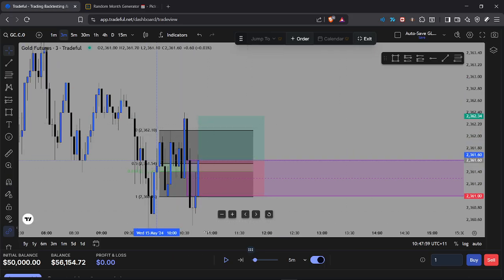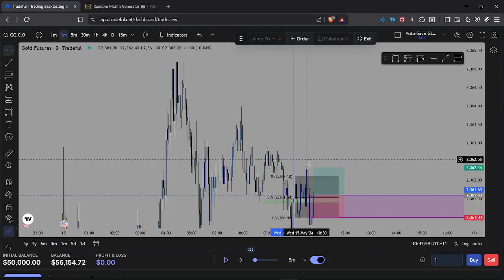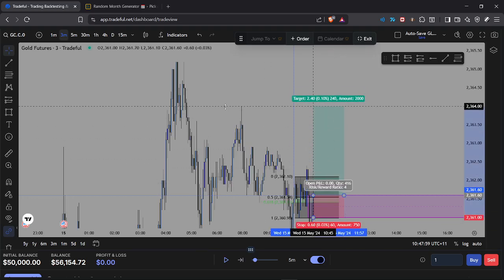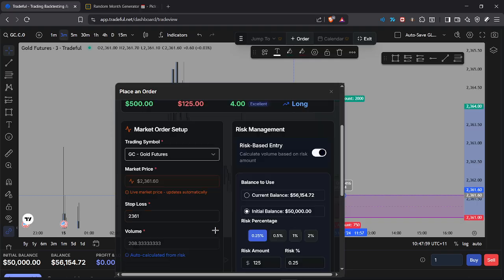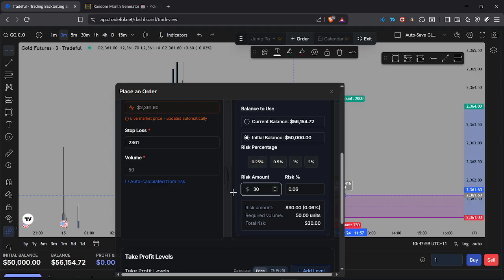Right, and then you have this all low resistance. We can at least go to here. 4R. Yeah, looks right. Again, stop loss is cooked. Risk 300.